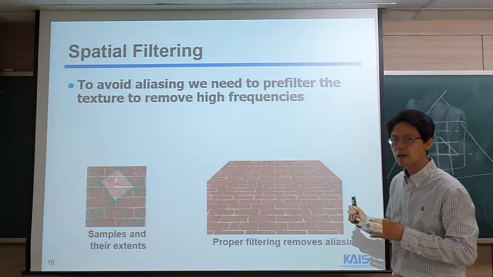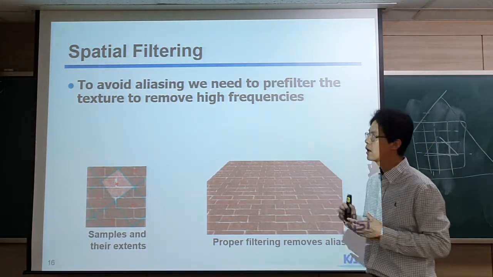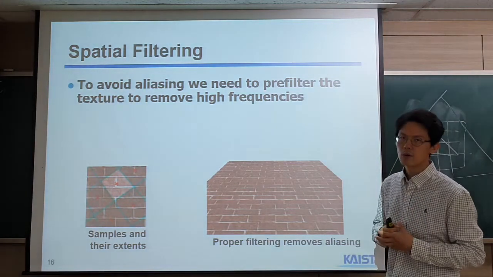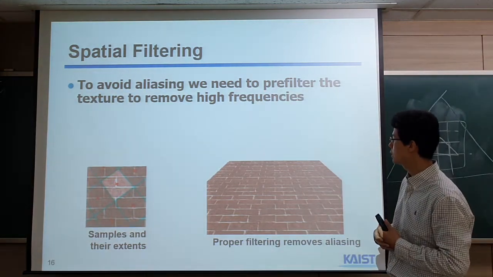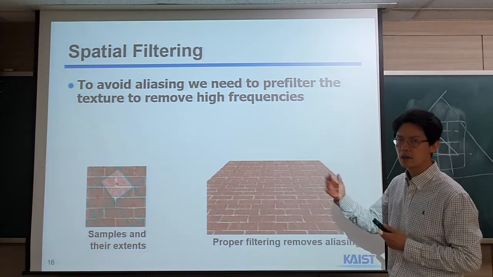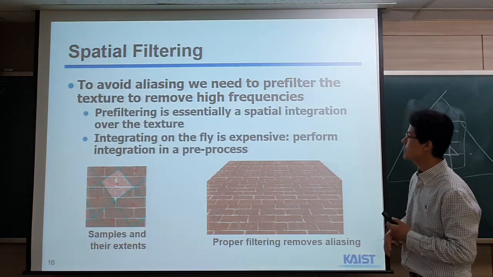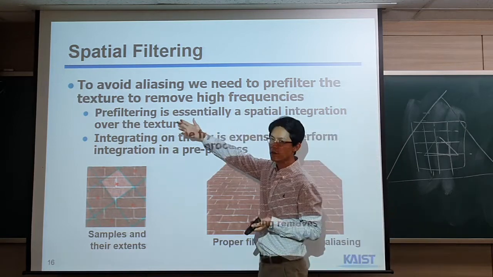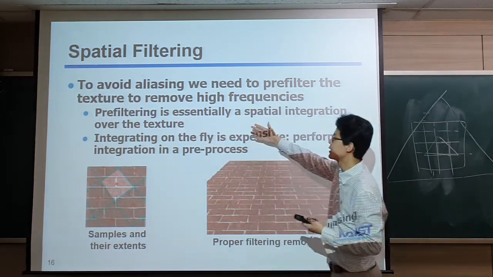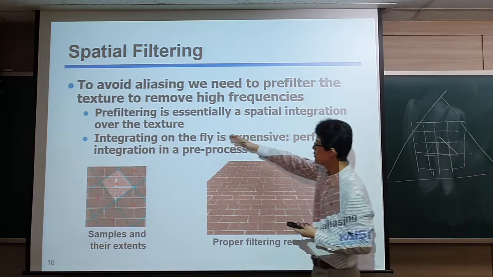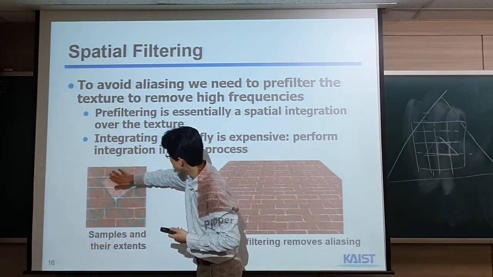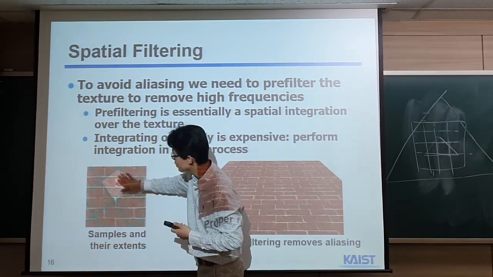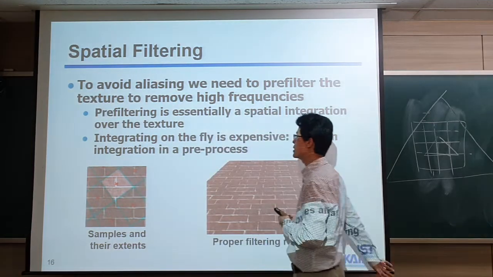There is a lot of research going on. There is a lot of theory, but I skipped all those parts. I wanted to try to explain this idea at a high level. In other words, you can treat the filtering as averaging out. Filtering is essentially spatial integration over the texture. In other words, we integrate all the color values, and then we compute the average.